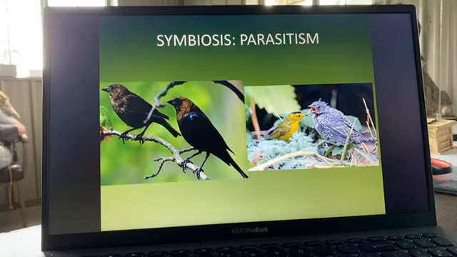Wow. The other thing that was interesting is that cowbirds actually come back and visit the nest to see how the kids are doing. Oh, really? And they sing to the babies, and that's how cowbirds learn to be cowbirds.